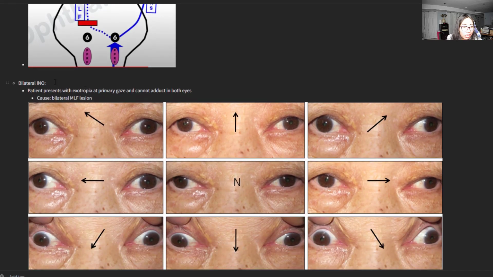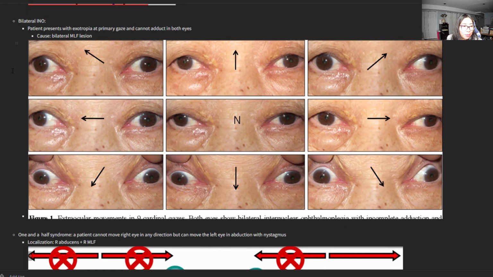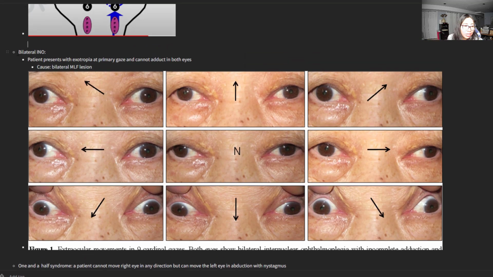There's also a more rare presentation called a bilateral INO. How that might present in a question or in a case in real life, I have yet to see this in real life, but I have heard about it theoretically, is that a patient could present with exotropia. That's where the eyes are a little bit more outward at primary gaze. They cannot adduct in either eye.